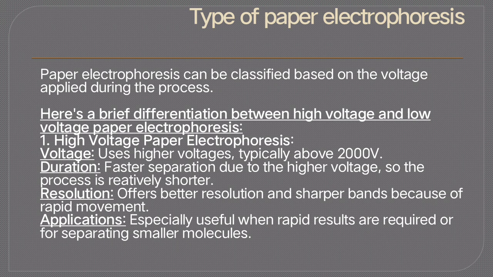Low voltage paper electrophoresis. Voltage: uses low voltage, typically below 300 volts. Duration: takes a long time for separation due to the low voltage. Resolution: bands may not be as sharp as in high voltage electrophoresis, but the process is gentler. Application: suitable for separating large molecules or when samples are sensitive to higher voltage conditions.